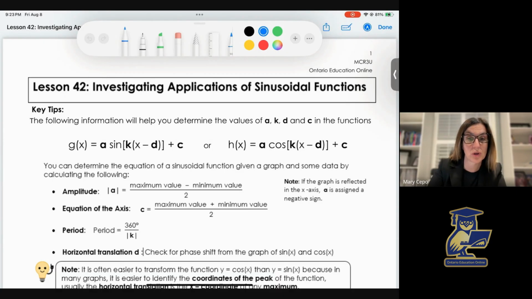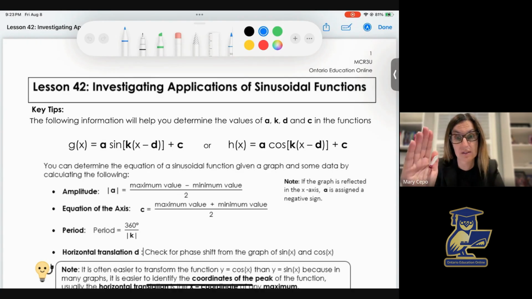The horizontal translation, or the phase shift: check for the shift from the graph of sine of x and cosine of x. So when we're looking at cosine, you want to see how far the graph has moved from the y-axis to its maximum. And that x value represents that phase shift, left to right. With the sine function, we want to see how far from the y-axis the function has moved to the equation of axes. And again, that x value represents D.